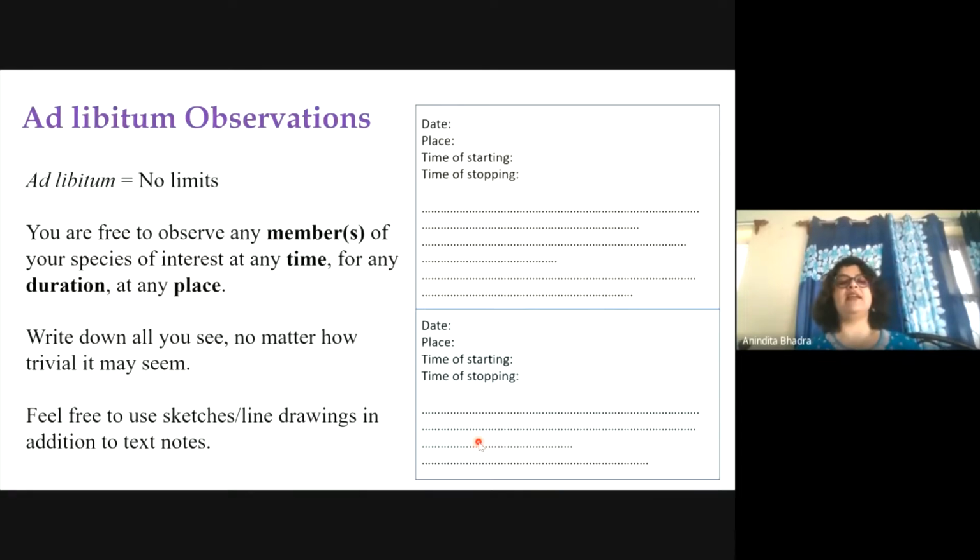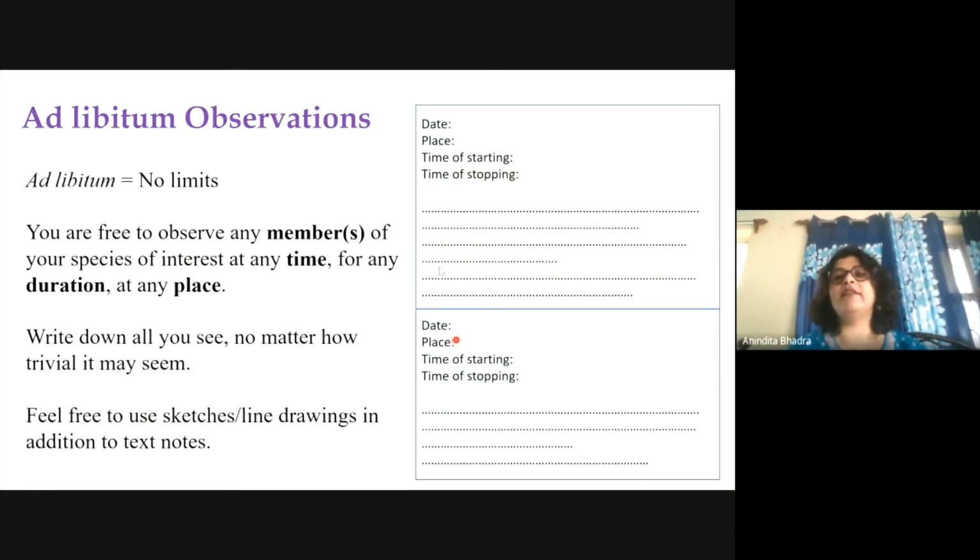So we don't decide whether this is simple, complex, trivial, important. We write down in as much detail as possible whatever we are seeing. And often I tell students, use line drawings, use sketches, use cartoons on the sides of your notebooks to explain things if you cannot find the right words to do it. Some rules that we do follow during ad libitum.